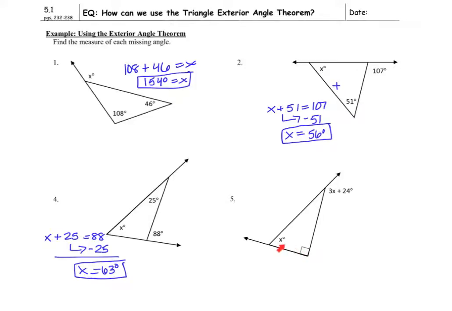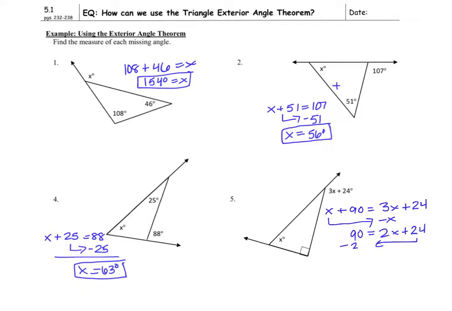So we have these two remote angles that we're going to add together to equal the exterior angle. So we have x plus 90 is going to be equal to my exterior angle, which is 3x plus 24. This one's a little bit tricky just because now we have variables on both sides of the equal sign. So I'm going to go ahead and subtract the x over. That would give me 90 is equal to 2x plus 24.